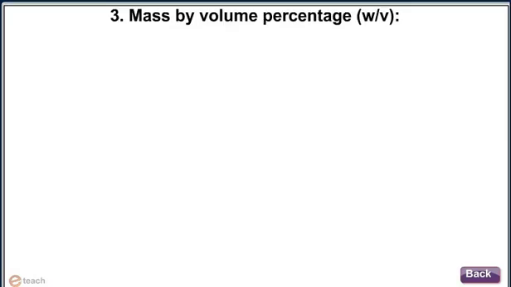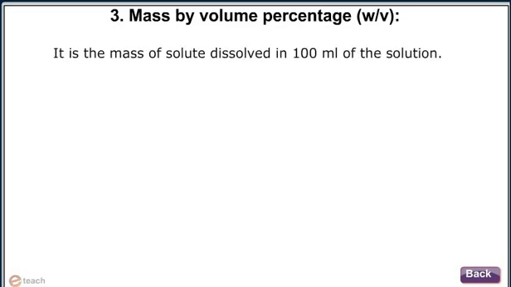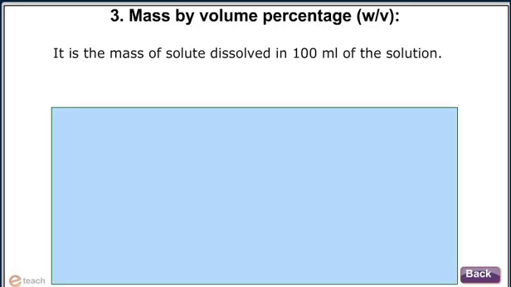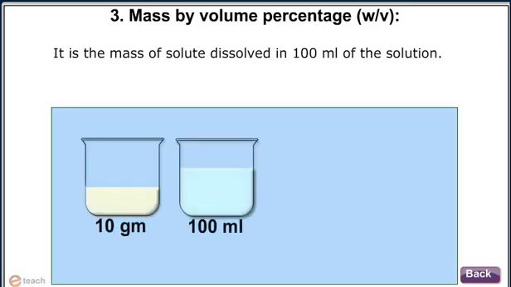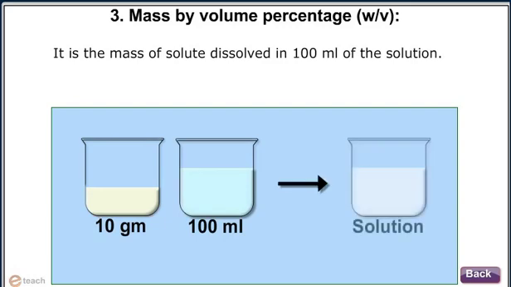Mass by volume percentage, W upon V. It is the mass of solute dissolved in 100 ml of the solution. When 10 gram of solute is mixed with 100 gram of solvent, the mass by volume percentage of the solution is 10%.